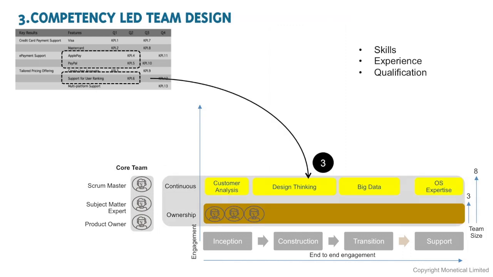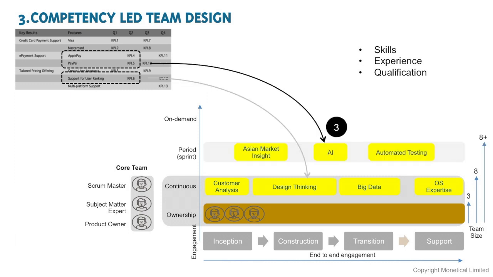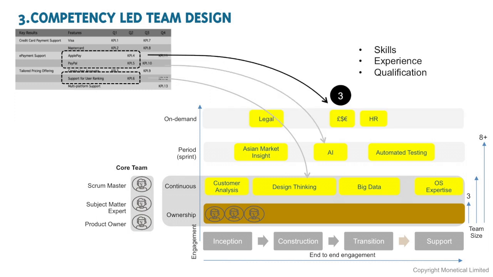Competencies. The core team works together to identify the core competencies, i.e. skills, experience, or qualification, that are needed to deliver the features for the coming quarters. And using the engagement scale, the core team determine whether the contribution needs to be continuous, i.e. for the duration of the entire life cycle. Period, i.e. a specific sprint. On demand, i.e. on an ad hoc basis. These on-demand competencies typically cover such functions as legal expertise, financial procurement.